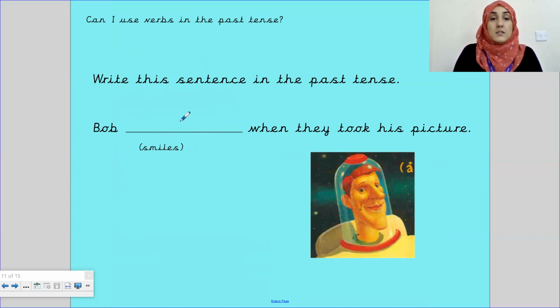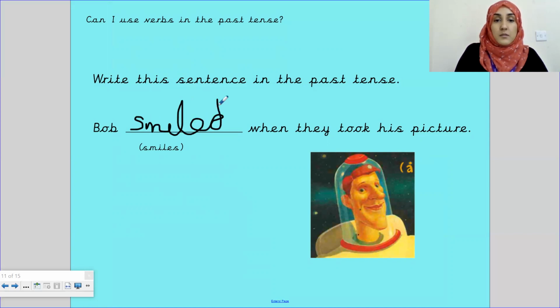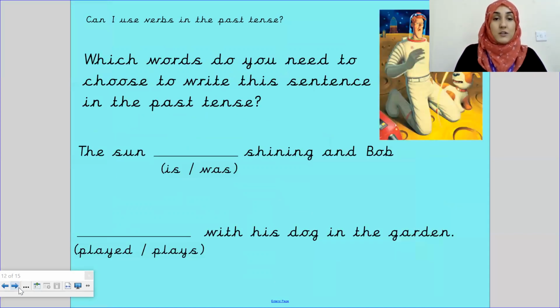Bob smiles when they took his picture. How can we write this in the past tense? What does this need to be changed to at the end? Well done. Bob smiled. Fantastic. Well done. Bob smiled when they took his picture. Fantastic. Okay, now we've got another sentence here. Can you help me write it in the past tense?